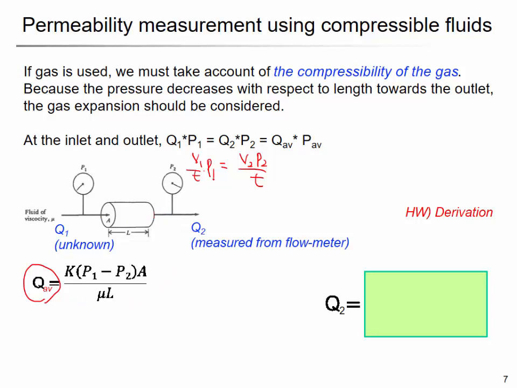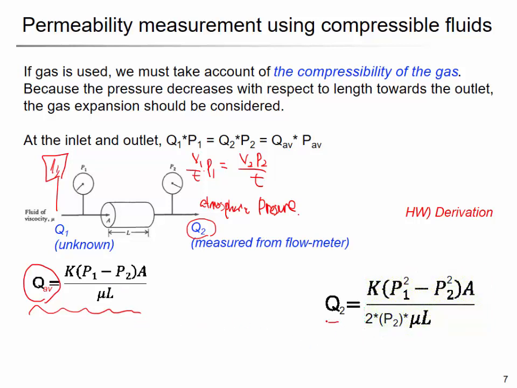If you know the flow rate at the exit, what they do in general is you have a gas chamber here, and generally this is just atmospheric pressure. Then you inject the gas, measure the flow rate, and measure the pressure at the inlet side. Then you can calculate the average flow rate and apply this equation. Or if you measure only Q2 and P1 and P2 are known, you can use this equation to calculate the flow rate.